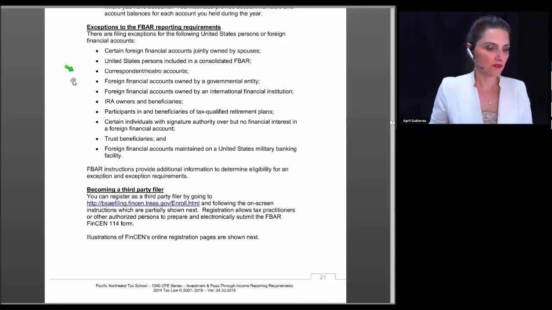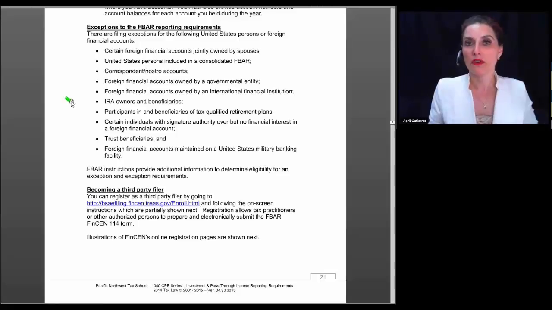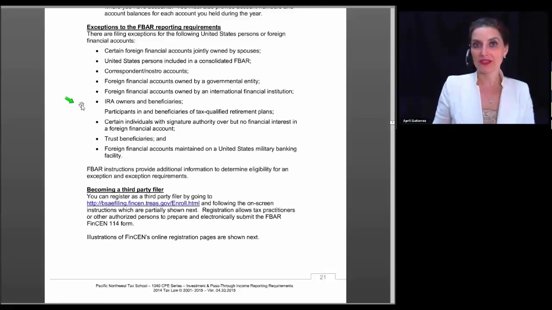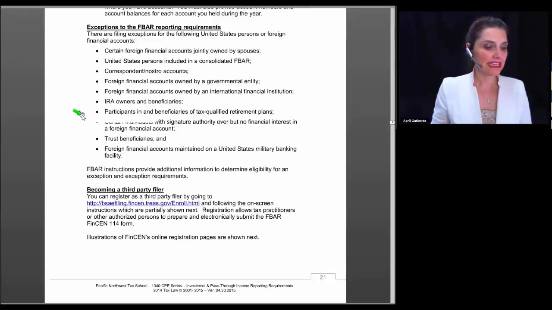Consolidated nostro accounts or correspondent nostro accounts, foreign financial accounts that are owned by a government entity, foreign financial accounts owned by an international financial institution, IRA owners and beneficiaries, but I don't want you to confuse an IRA owner and beneficiary with something that it's not. This is not referring to you owning a foreign IRA. If you own a foreign IRA, that is a foreign financial account and you do need to report it on FBAR. But if your IRA invests in foreign financial accounts, the IRA does not need to file FBAR. That's what it's saying. Participants in and beneficiaries of tax-qualified retirement plans.